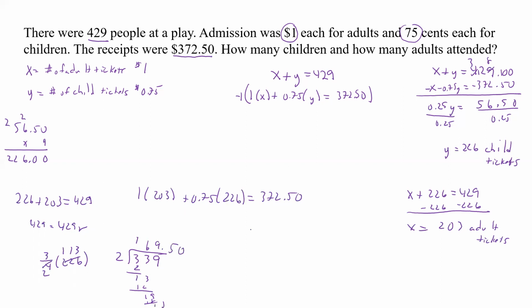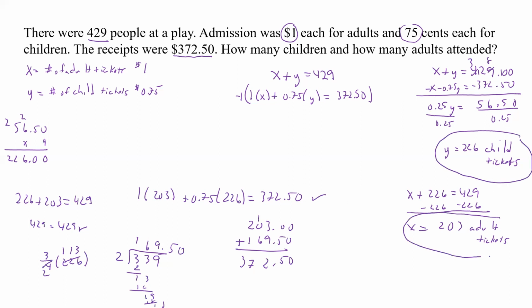Okay, so what we now have is 203 plus 169.50. Well, that's 0.00. And so that's going to be a 0.50. So that's 9, 10, 11, 12. Carry 1. That's a 7. That's a 3. 372 is what I have on the left. That equals the right. And so that is the number of child tickets and the number of adult tickets.